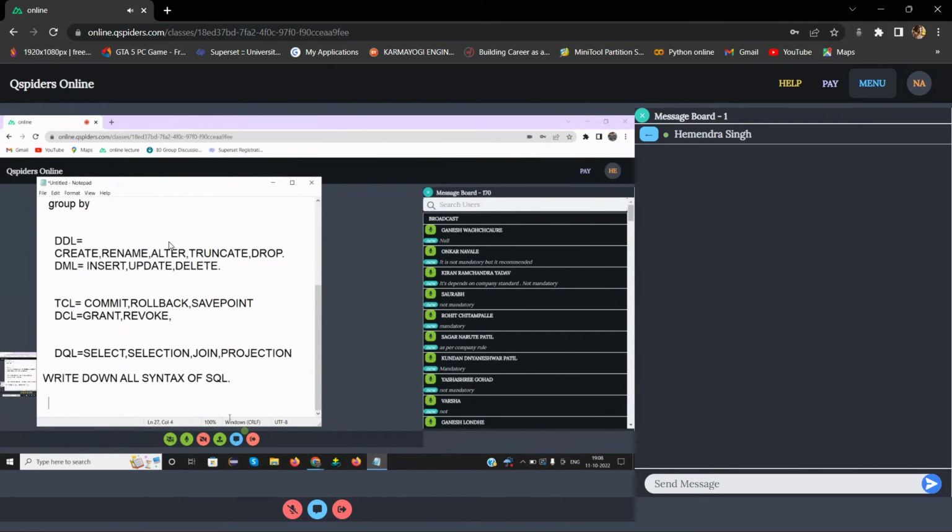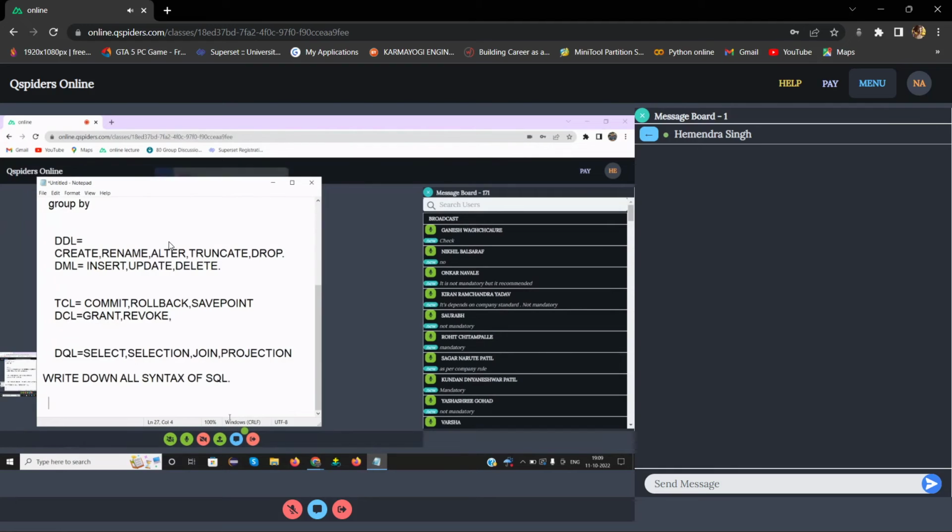You guys have gone through the attributes, yes or no? Do you have knowledge of attributes? How many attributes are there? Super key attributes, composite attributes. Are you done with the attributes? Yes or no?